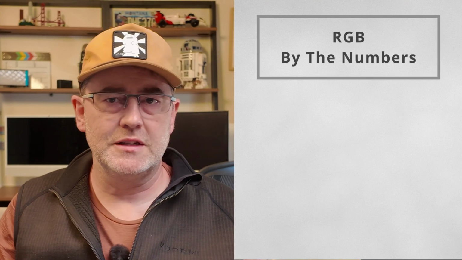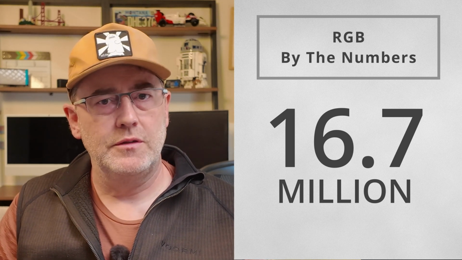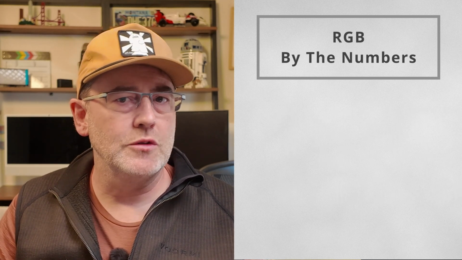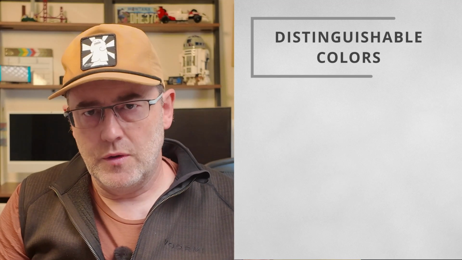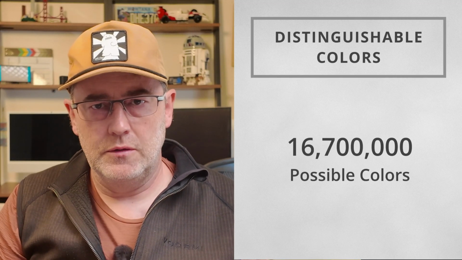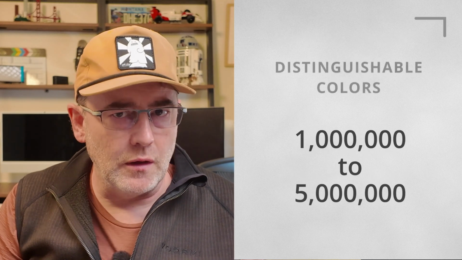RGB can define up to 16.7 million colors, but under ideal conditions, the human eye can only distinguish maybe 1 to 5 million of those colors. Before we continue, let's unpack that extremely important concept of distinguishable colors using a very oversimplified but accurate example. RGB can create 16.7 million colors. You can only detect, say, 1 to 5 million of those colors. Now let's use an example to bring that into focus.